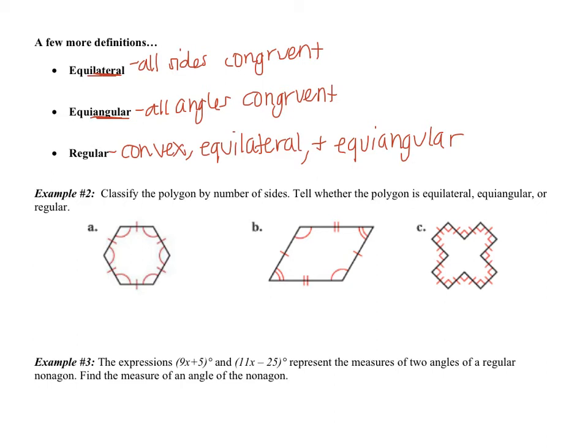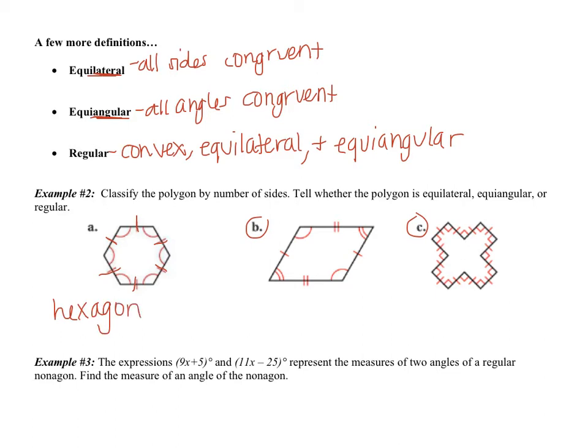So looking at example 2, we're going to do A together. You all are going to do B and C on your own. Looking at A, it says classify the polygon by number of sides. Looking at the tick marks, I have 1, 2, 3, 4, 5, 6 sides. So this is a hexagon.